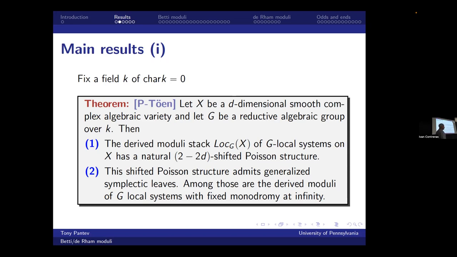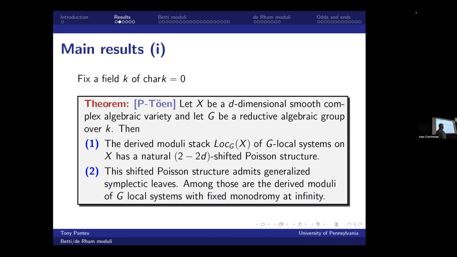And this is unconditional. It has no qualifications of what kind of local systems you're taking, or what part of the moduli you're taking. This is on the whole moduli. But it is the derived moduli stack. That's what saves the day. That's what resolves singularities and allows you to talk about these Poisson structures.